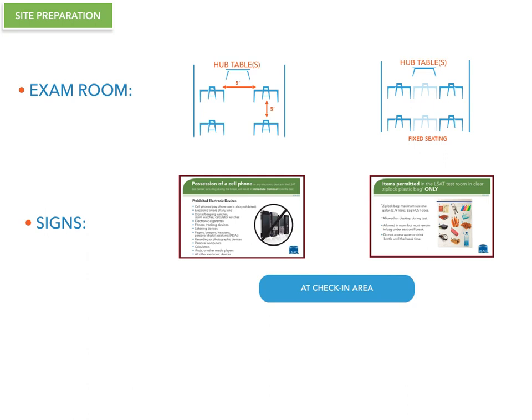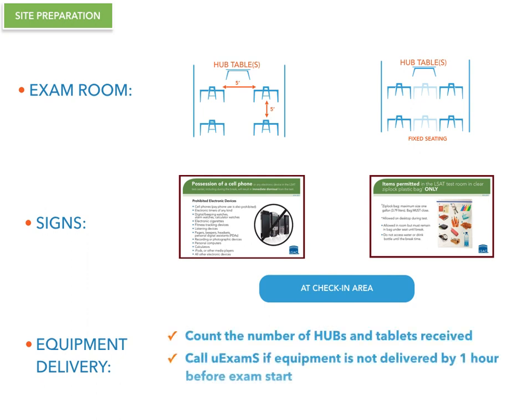The center supervisor will have received the ancillary materials and USB stick shipments prior to exam day, but will receive the hub cases and tablet cases at the site on the morning of the exam. When the security company delivers the hub and tablet cases, the center supervisor must be sure to count how many of each type of material has been received. If hub and tablet cases have not been received by 1 hour prior to the exam start time, the CS should call U Exams right away to let us know.